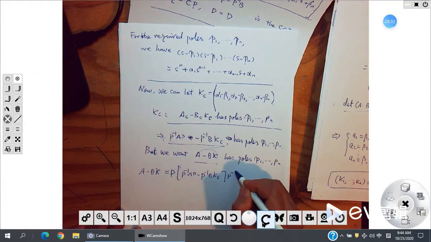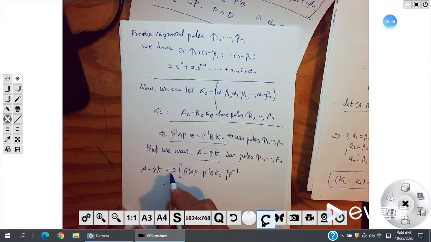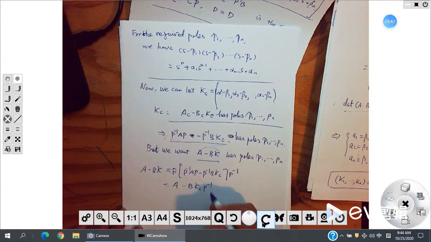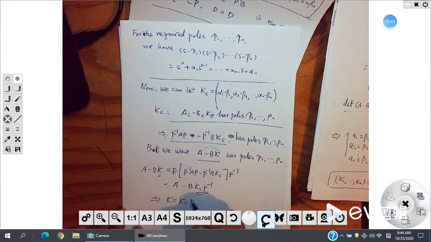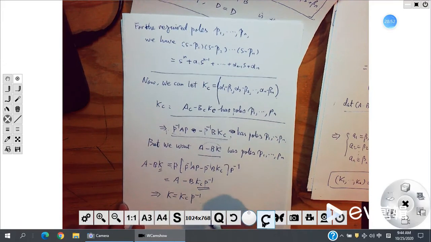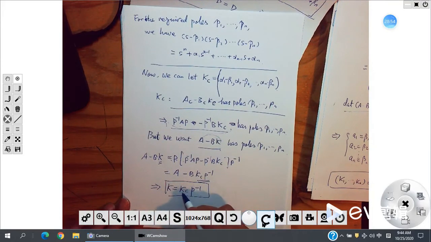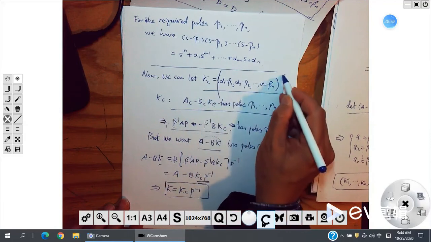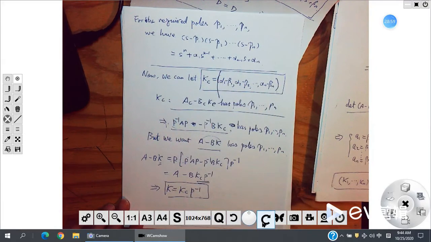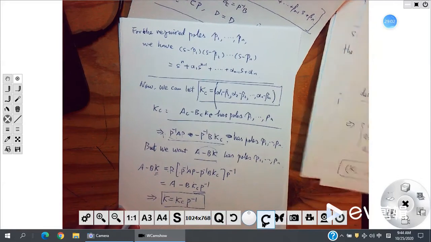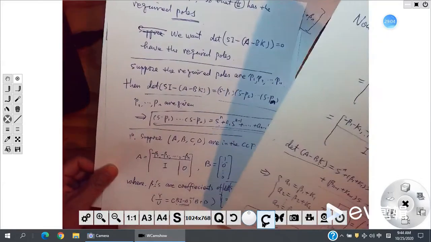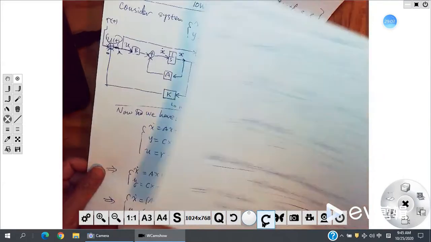Yeah, like this. So this one, you see, these two cancel. This is A minus, this cancel. This is BKC P inverse. So okay, this is P, right? This is K, right? So K equal to KC times P inverse. That's it. This is the final answer. KC is this, right? And the P is the same as that one when we want to find the CCF.